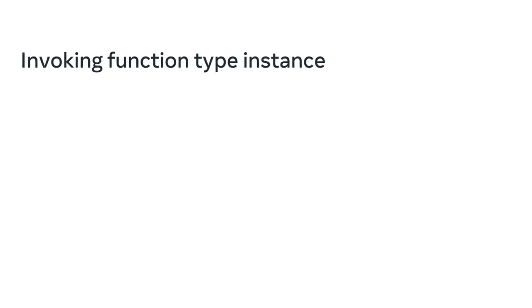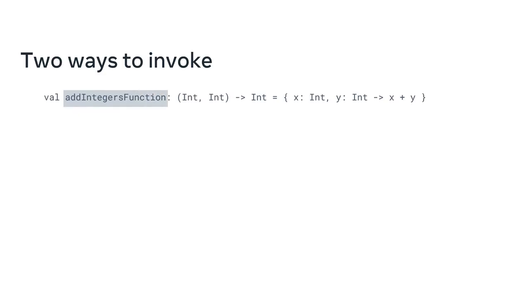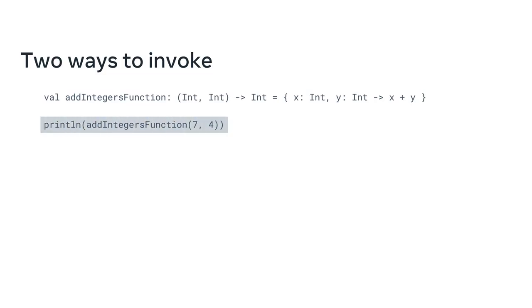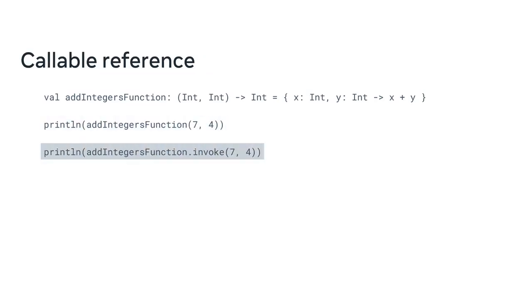The last step to using function types is invoking the function type instances. An instance of a function type, let's say f, can be invoked by using the invoke operator, as in f.invoke(x), or you can simply invoke it as f(x). For example, an instance of a function type that adds 2 integers, stored in a variable addIntegersFunction, can be invoked in those 2 different ways: println(addIntegersFunction(...)), or println(addIntegersFunction.invoke(...)).